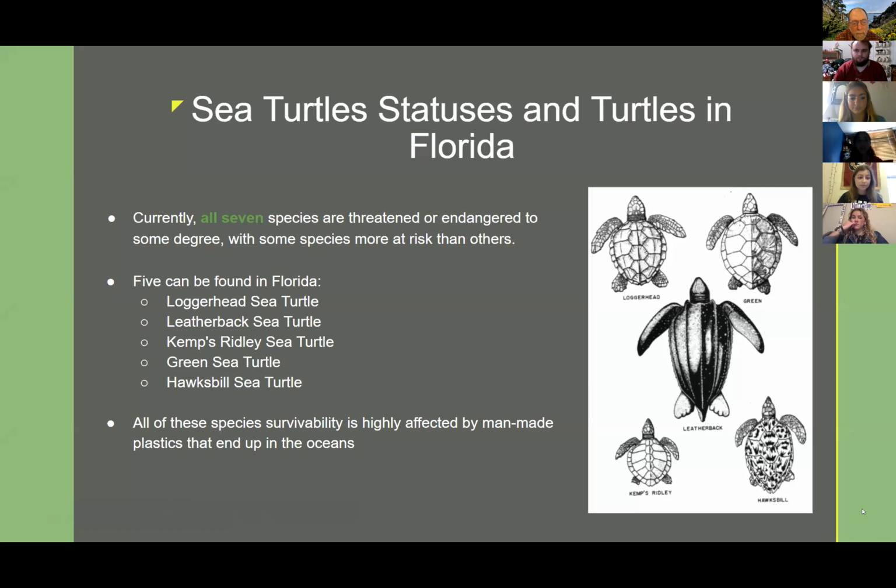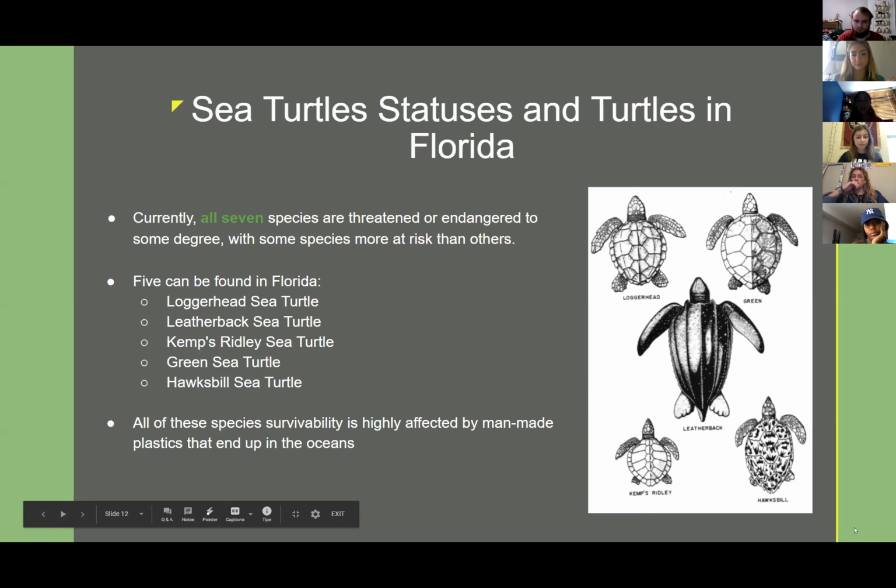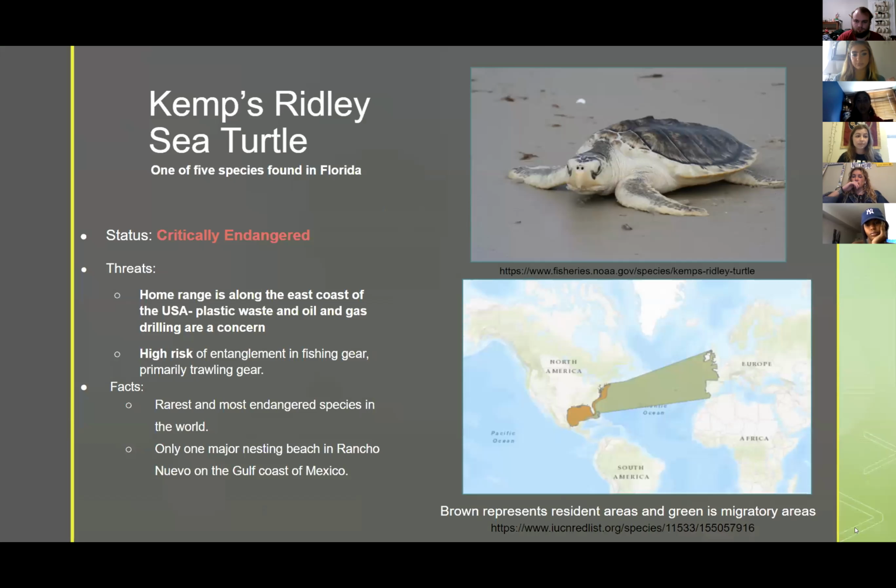So currently there are 7 species of sea turtles that are threatened or endangered to some degree, with some species more at risk than others. And 5 of these species can be found in Florida. These are the loggerhead sea turtle, the leatherback sea turtle, Kemp's Ridley sea turtle, the green sea turtle, and the hawksbill sea turtle. All of these species' survivability is highly affected by man-made plastics that end up in the oceans. Next slide.